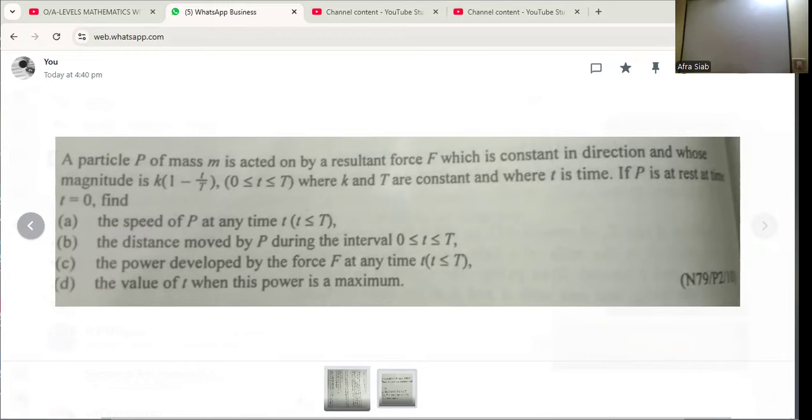If particle P is at rest at time t equals 0, then find the speed of the particle P at any time, the distance moved by the particle P during this interval from 0 to T, the power divided by the force F at any time t, and the value of t when the power is maximum. So this is the question which has four parts. Now we will solve this question one part at a time.